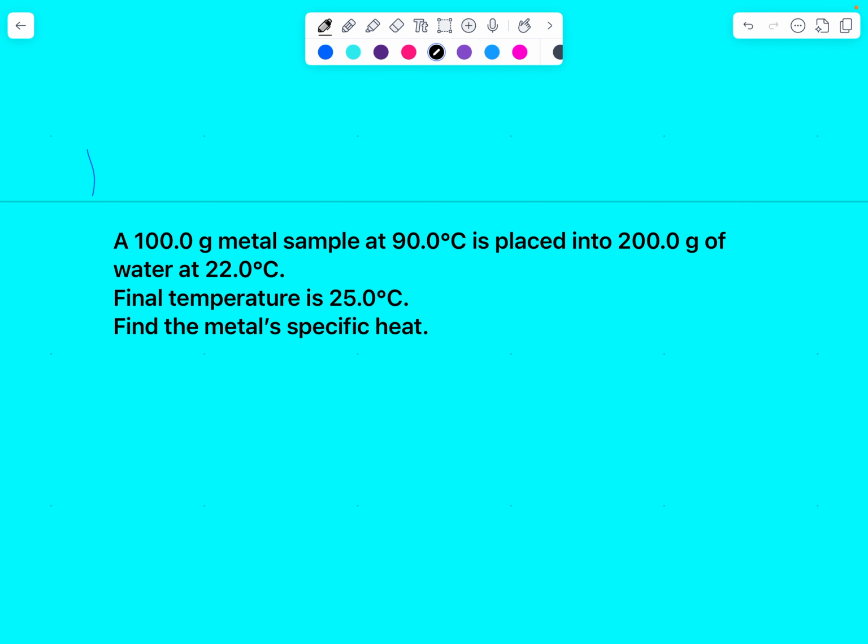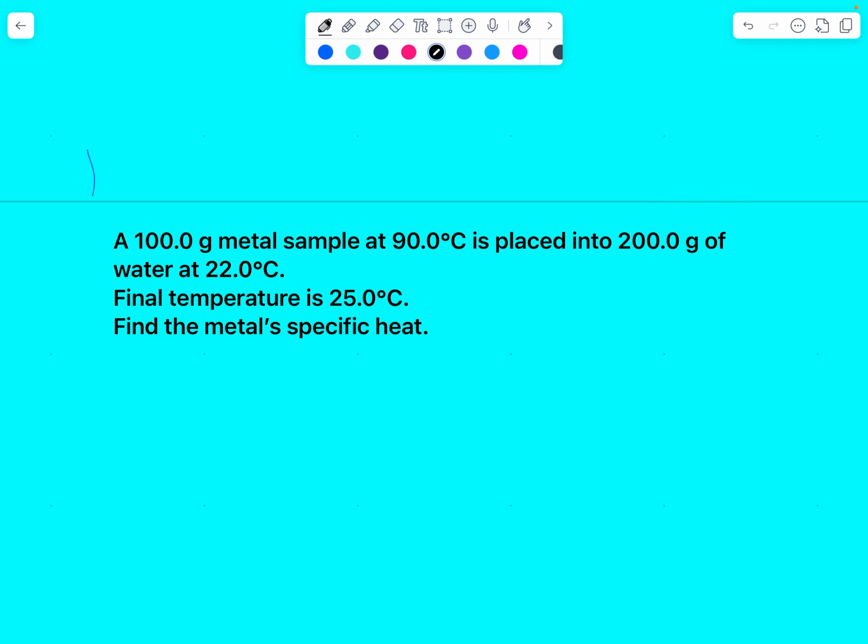Check this out. A 100 gram metal sample at 90 degrees Celsius is placed into 200 grams of water at 22 degrees Celsius. Final temperature is 25 degrees Celsius. Find the metal specific heat. We calculate Q for water first, then use conservation of energy to solve for the metal.